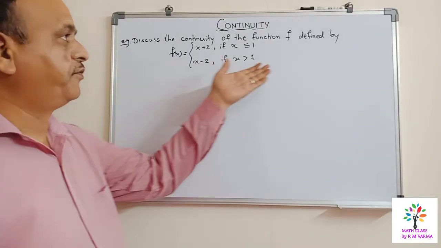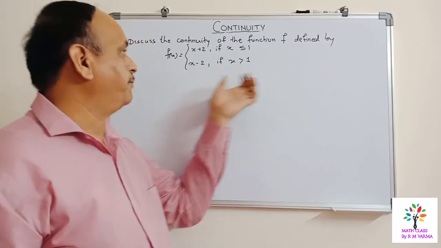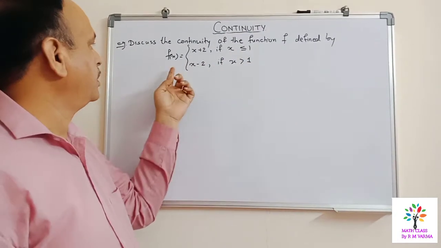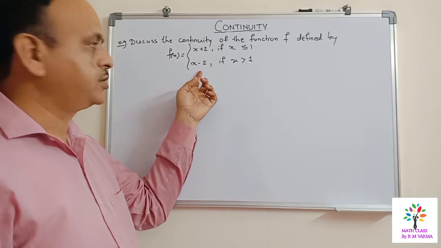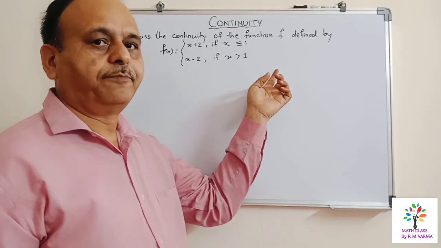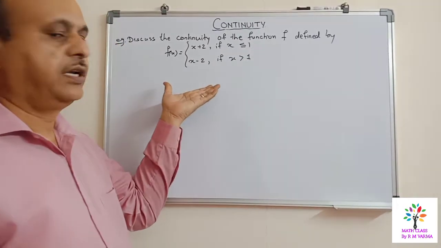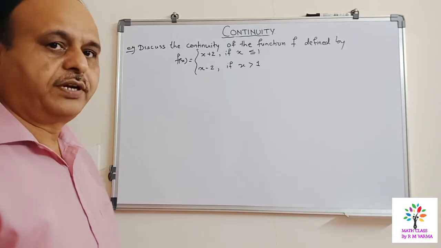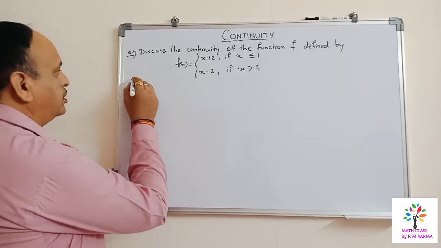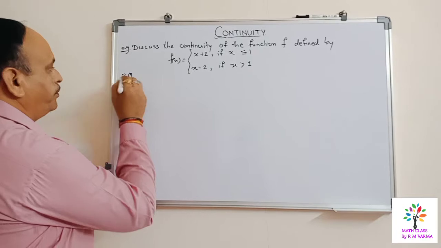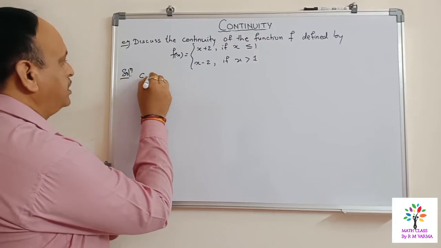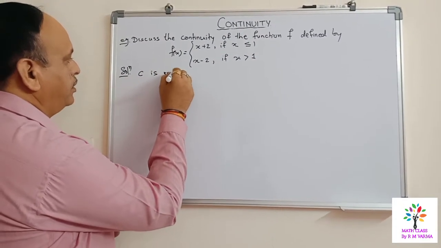Now discuss the continuity of the function defined by f(x) equals x plus 2 if x is less than or equal to 1, and f(x) equals x minus 2 if x is greater than 1. Now this function is defined on every real number. So let us solve and get the answer whether it is continuous or not. Now for every real number, say C is a real number.